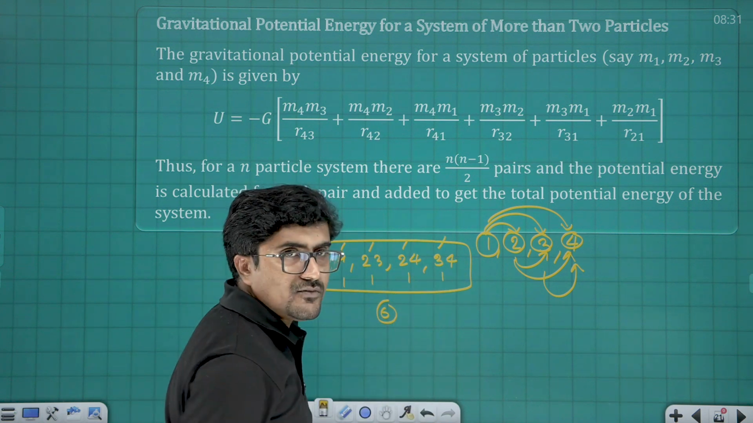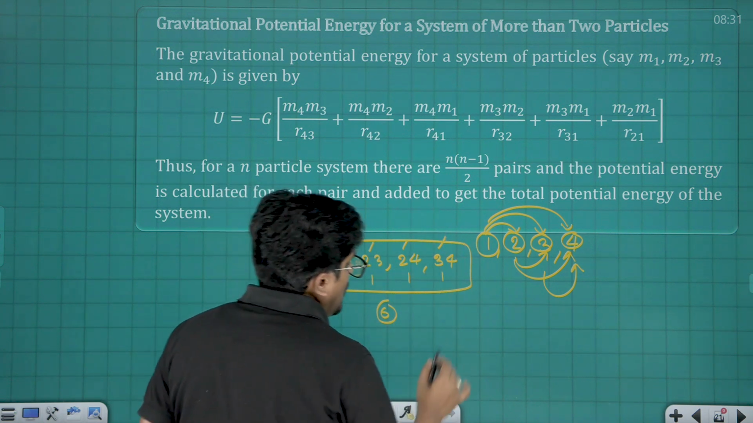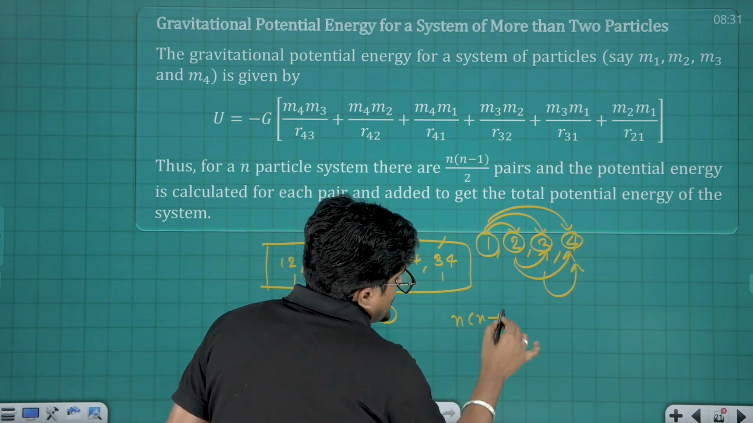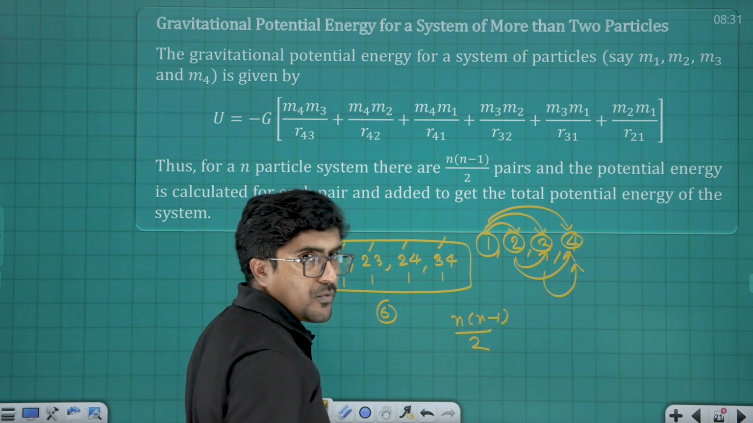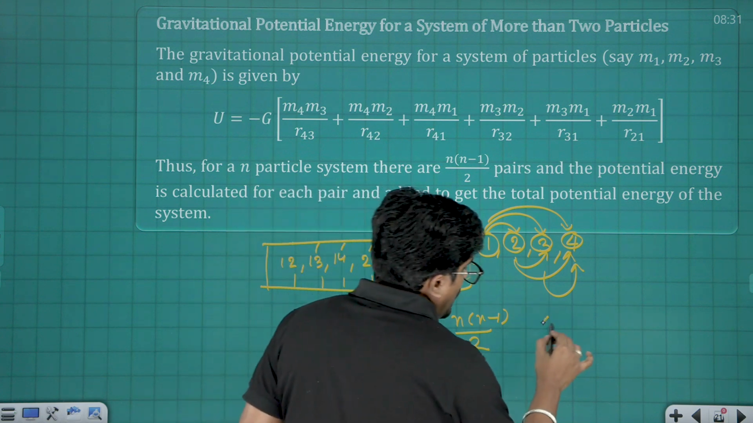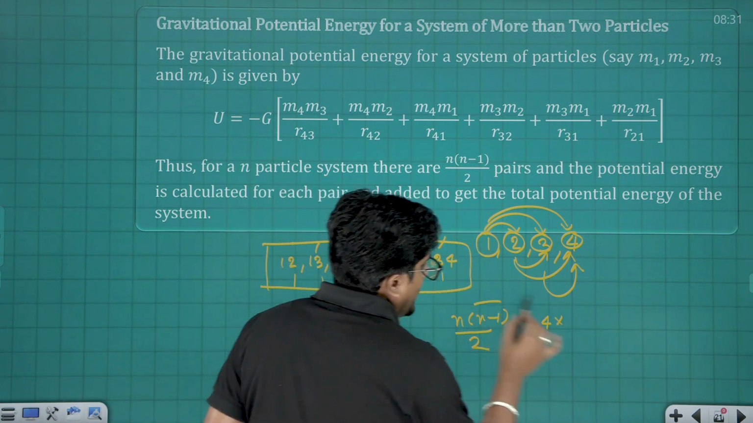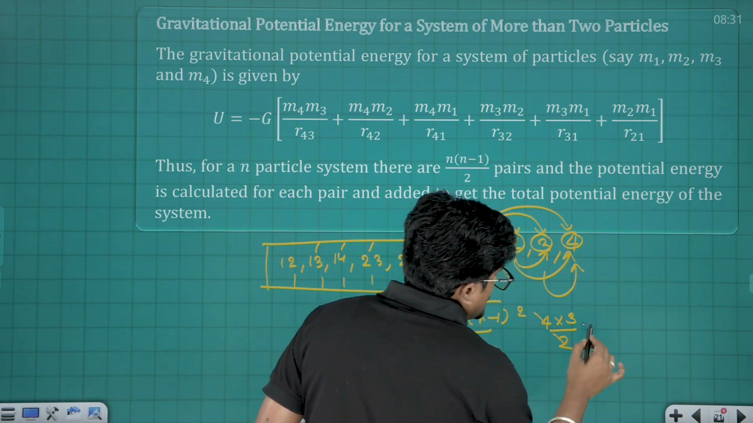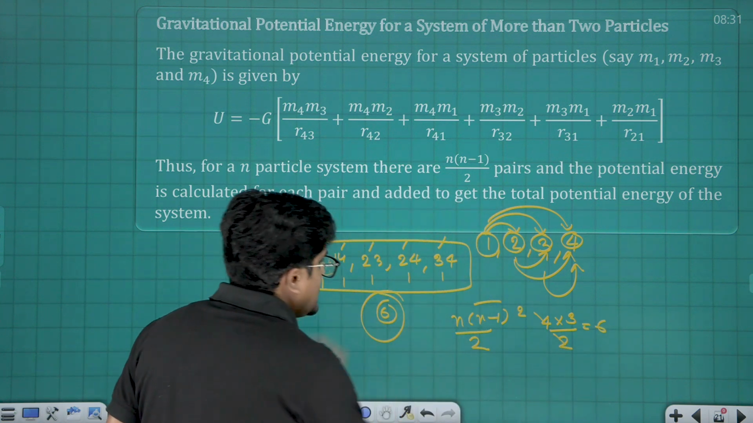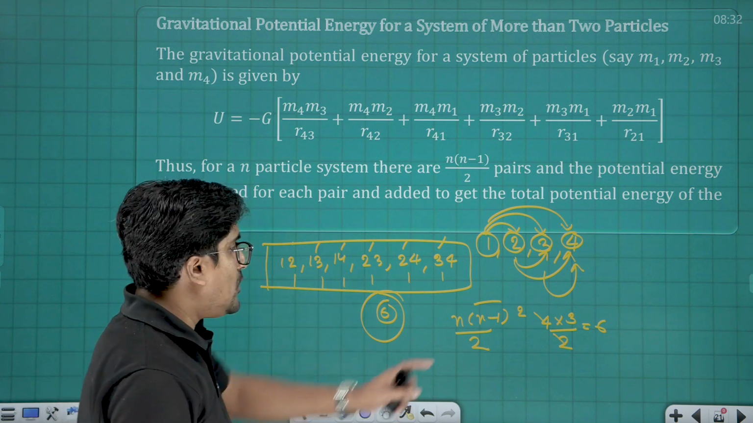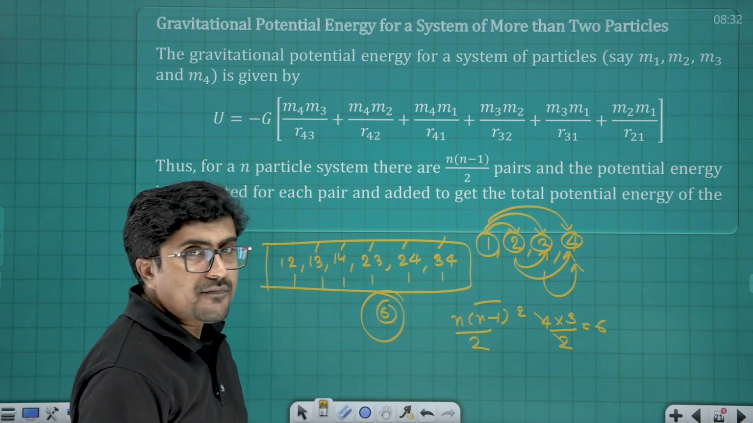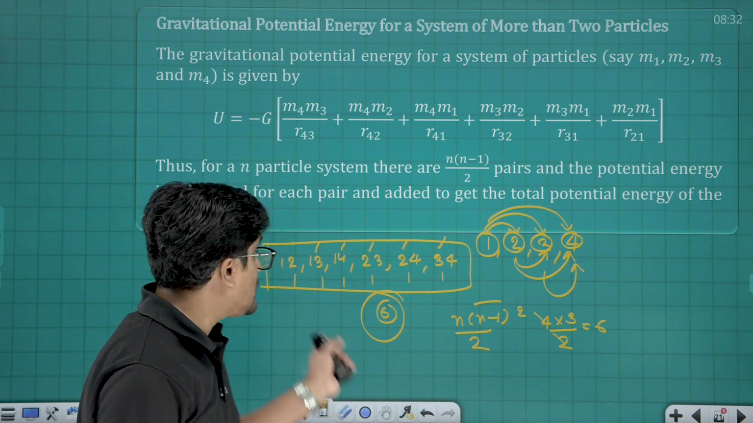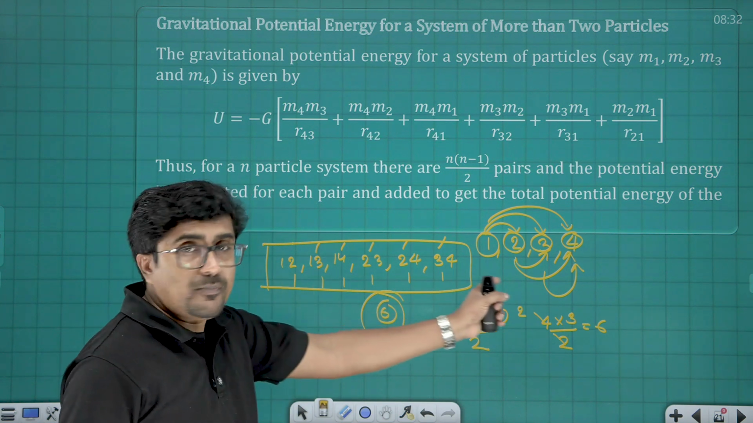So 4 masses were there. So we can go for a general expression, that is n into n minus 1 by 2. Here n is 4. Okay, so 4 into 4 minus 1 is 3 by 2. 3 2s are 6. Exactly, you can see the same number here. Okay, so if n number of masses are there, then the group that's going to be there is going to be n into n minus 1 by 2. Alright, now this is the group that we got.